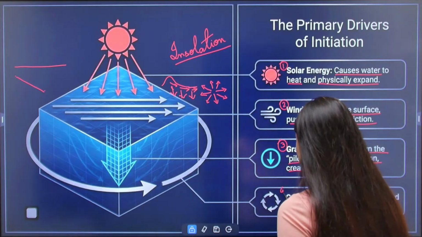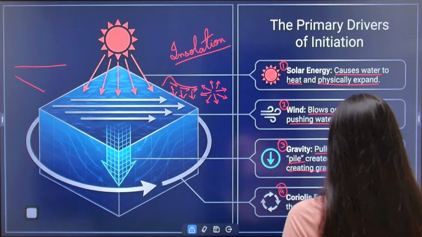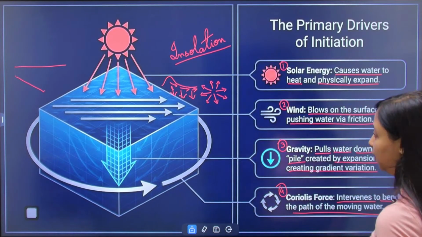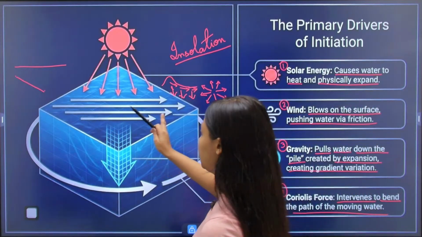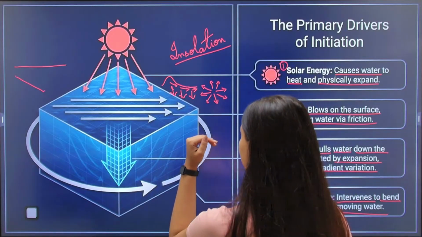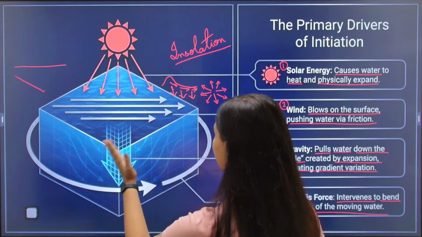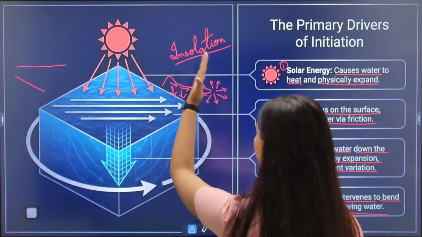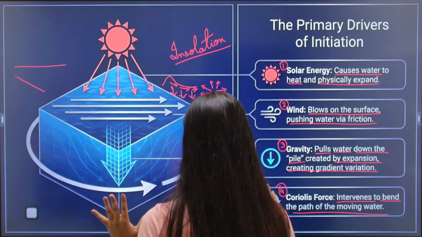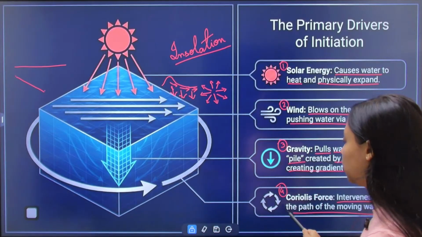The fourth primary force is Coriolis force. It intervenes to bend the path of the moving water. Okay, the water is moving in this direction. Suppose water is moving towards the right, but it will come in contact with the Coriolis force and it will change its path, maybe upwards, maybe downwards, based on which hemisphere that water body is in. And why would it bend its path? Because of the Coriolis force.